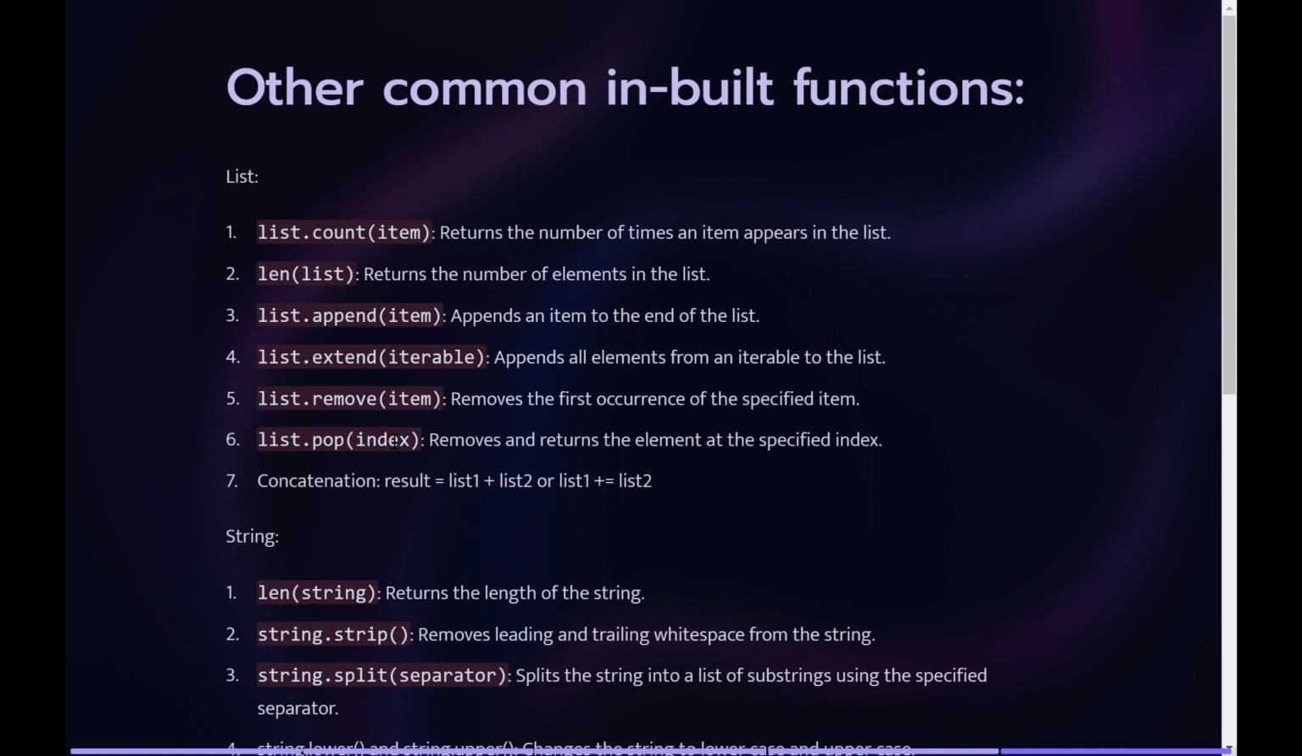Concatenation is nothing but adding two lists. So to add two lists, we can either use the plus operator or the plus equal to operator, where list 2 will be added at the end of list 1.